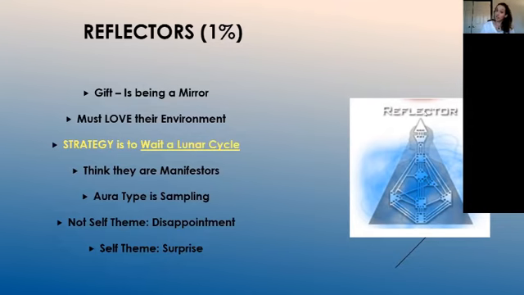And then they make the rest of us feel like our strategy is awesome, because their strategy is to wait an entire lunar cycle, 28 days, to make a decision. So if we ever have a problem waiting on an emotional wave, we can all just think of reflectors and be like, well, it's not that bad.